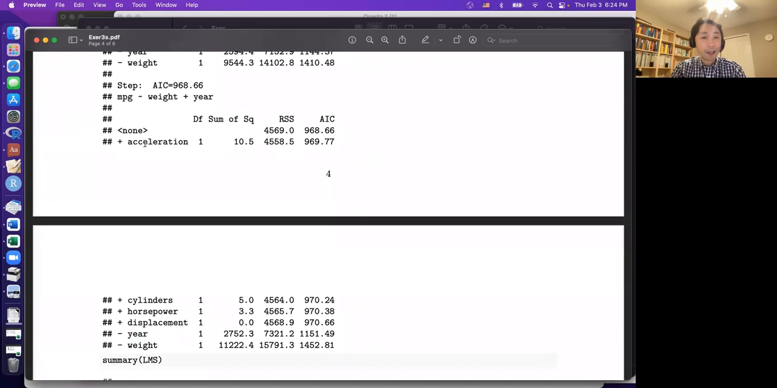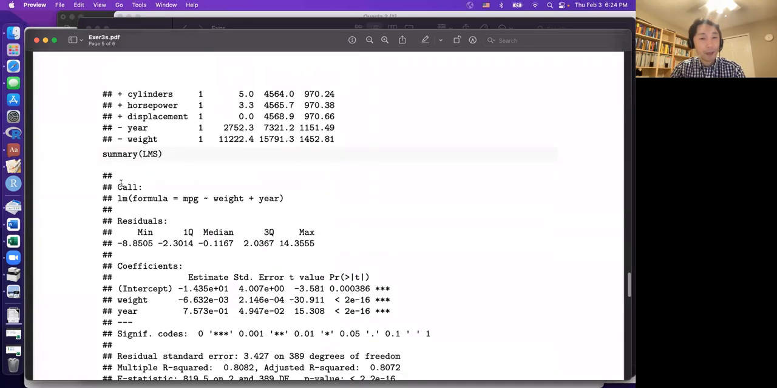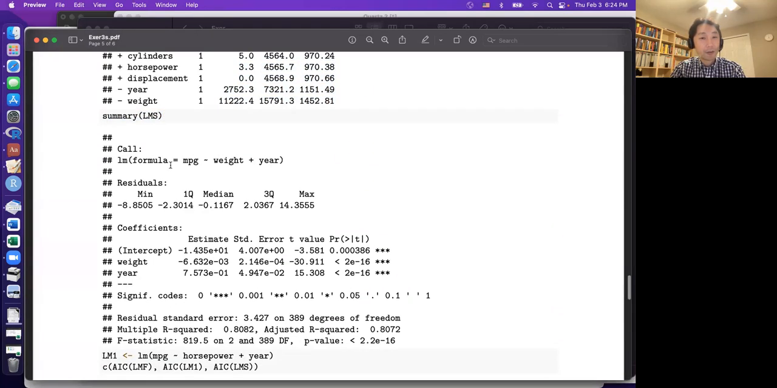Here, if we drop any variable, AIC gets worse, much worse. But if we add another variable, the AIC gets larger, actually. So doing nothing is the best. Then we stop the procedure, and this is the final model. The final model is named LMS, with the formula.